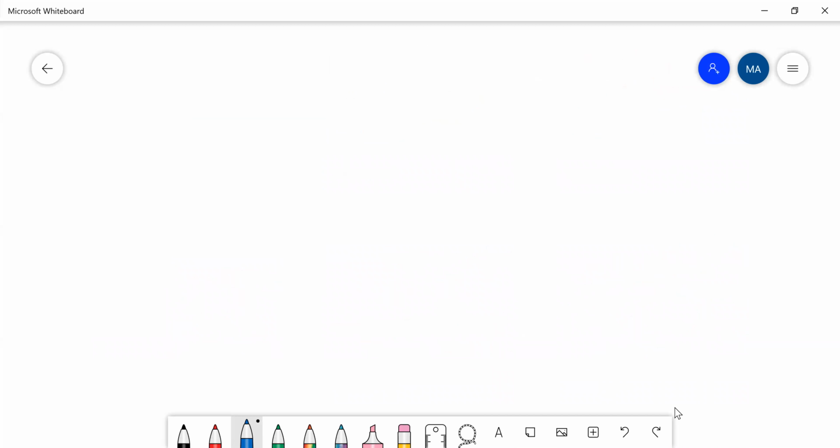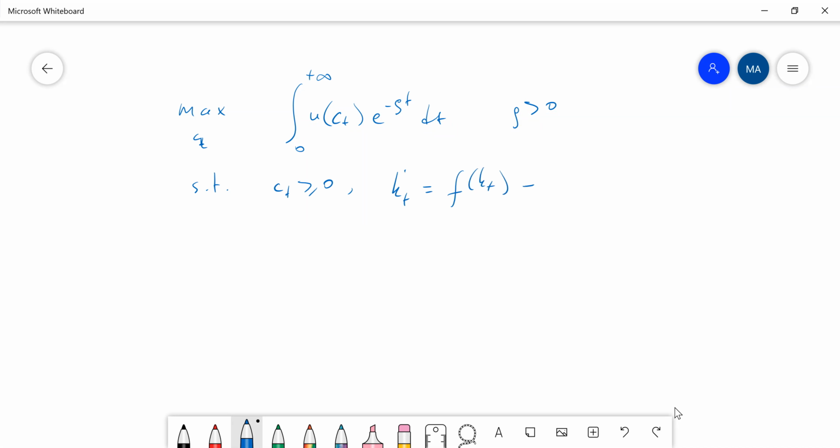So let me just return to the typical problem of optimal growth. There's utility, there's discounting, rho is positive. We are choosing consumption, subject to a non-negativity constraint and a capital accumulation equation where F is a production function. Now let me also add this dilution because of population growth. Suppose that in this economy there's population growth, so the workforce also grows.